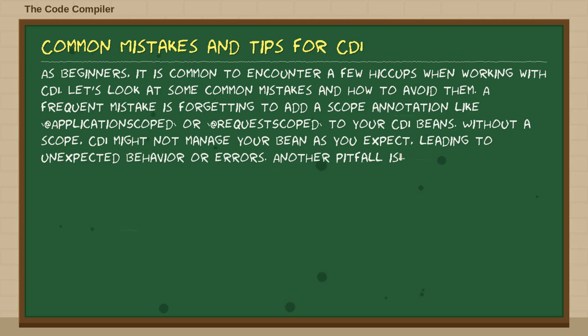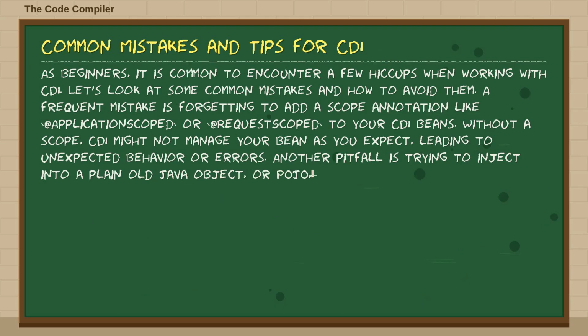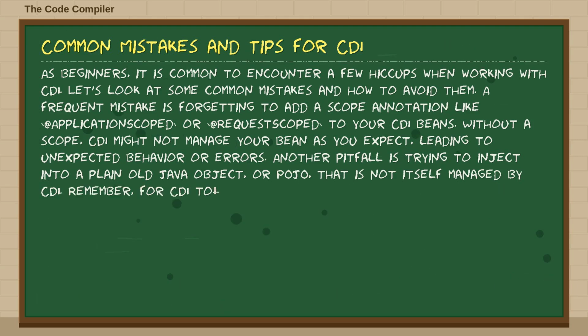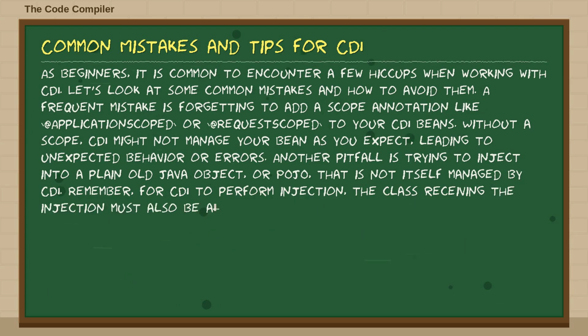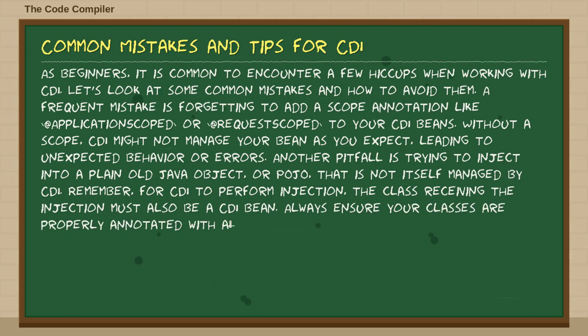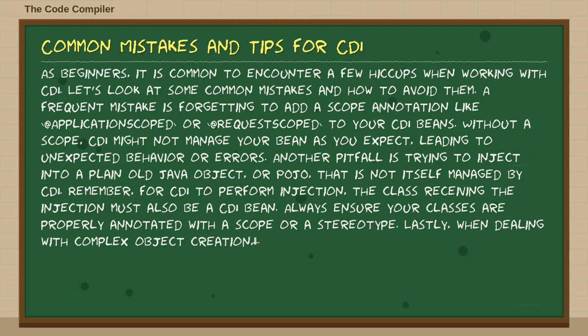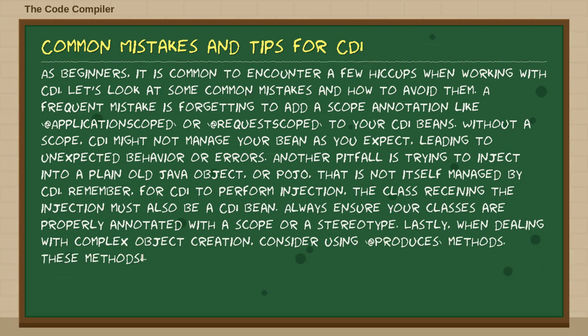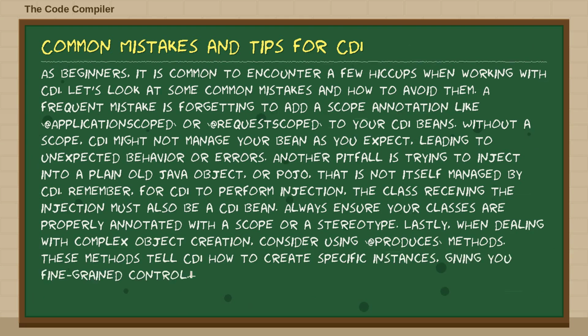Another pitfall is trying to inject into a plain old Java object or POJO that is not itself managed by CDI. Remember, for CDI to perform injection, the class receiving the injection must also be a CDI bean. Always ensure your classes are properly annotated with a scope or a stereotype. Lastly, when dealing with complex object creation, consider using @Produces methods. These methods tell CDI how to create specific instances, giving you fine-grained control.